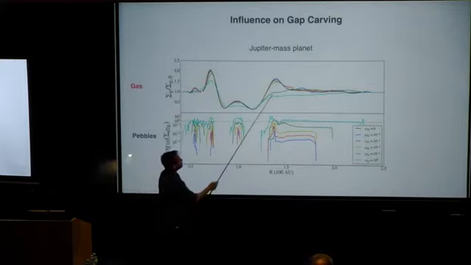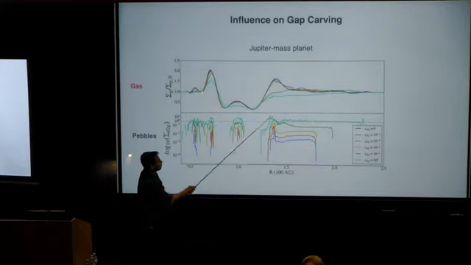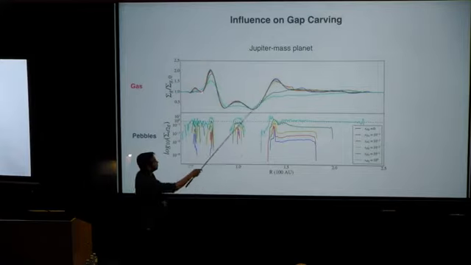As you see here, the change in the profile of the gap happens when you reach a dust to gas ratio of 1. So the green and the cyan here, they could change the profile of the gap because they are crossing the line here, dust to gas ratio 1. The other ones, they are not making it there, so they don't change much. The 10 to the minus 2 is barely making it there.